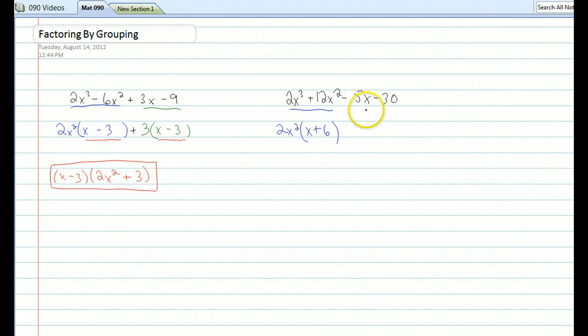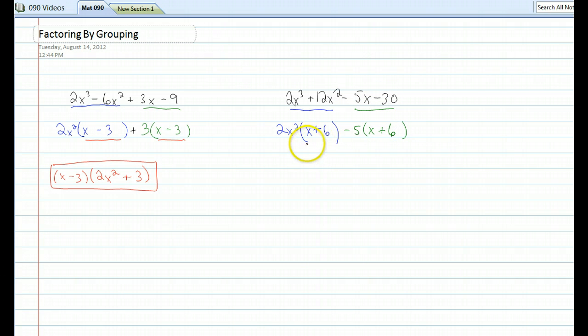Now, what can we factor out of the last 2 terms? Well, it looks like there's a negative sign on both of them, so we can factor a negative sign out of each of them. We can take a 5 out of both of them as well, because 5 and 30 are both divisible by 5. So we can actually pull a negative 5 out of each of those last 2 terms. If we pull a negative 5 out of negative 5x, you're just left with an x. And if you pull a negative 5 out of negative 30, you're left with a positive 6.